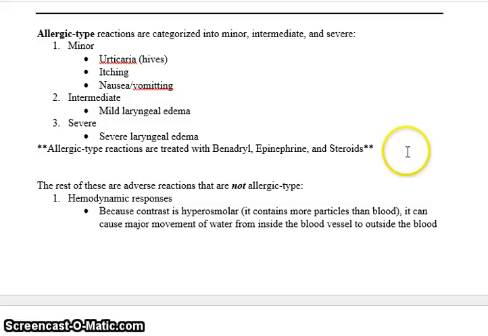Okay, moving on to reactions. So allergic type reactions are categorized into minor, intermediate, and severe. So your minor contrast reactions are going to be hives. The medical term for hives is urticaria. Another minor would be itching, and some more minor allergic type reaction would be nausea, vomiting. Intermediate type reaction would be mild laryngeal edema, so meaning mild throat swelling. And then a severe allergic type reaction would be a severe laryngeal edema. Allergic type reactions are treated with Benadryl, epinephrine, and steroids.